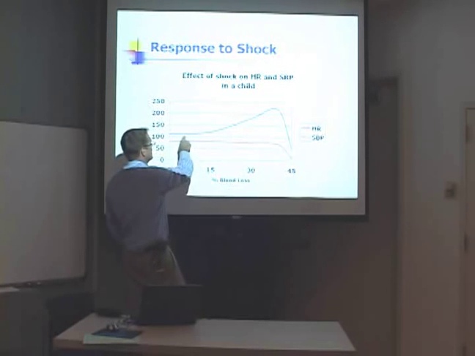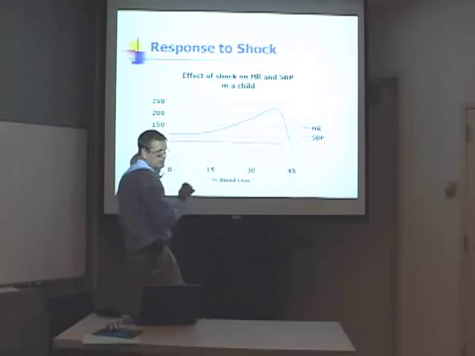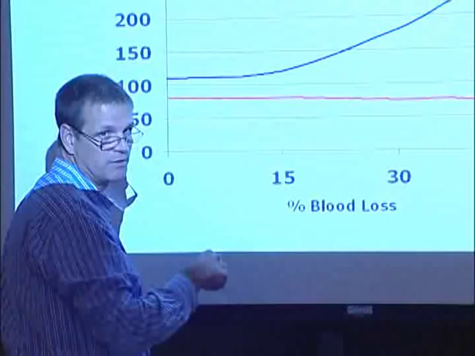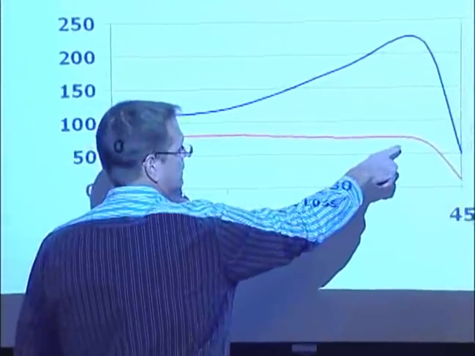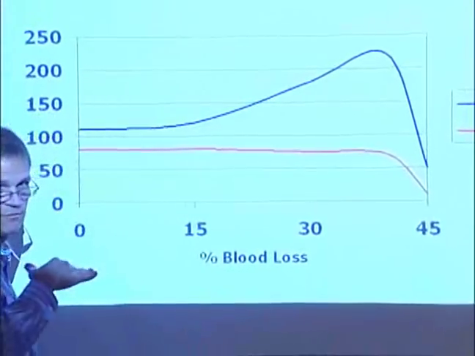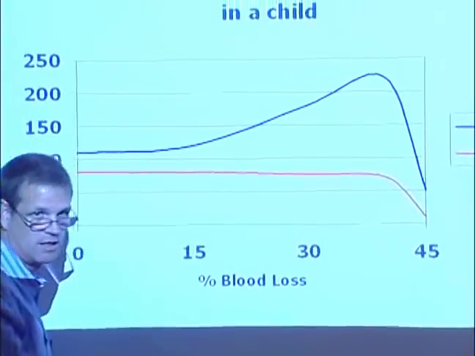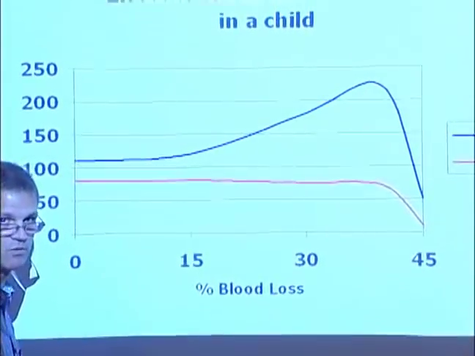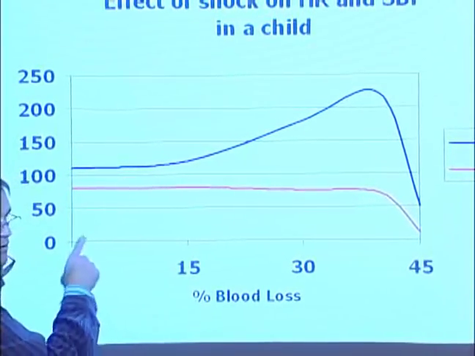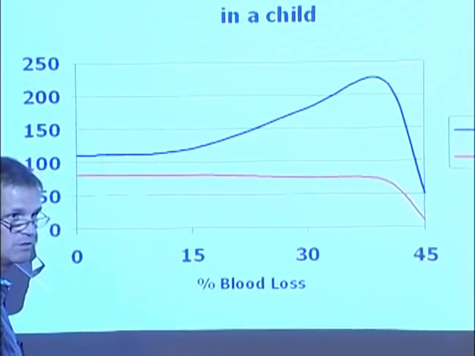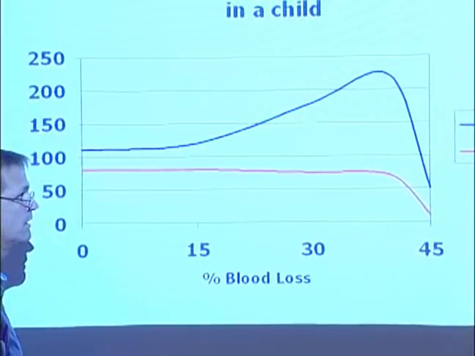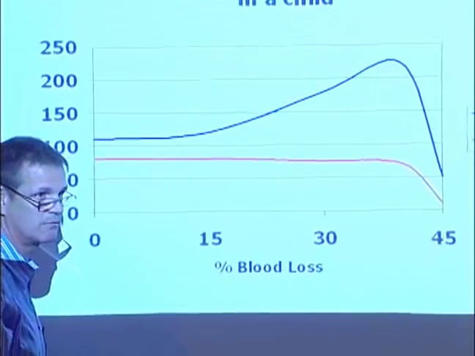But what happens in a child, they respond to this hypovolemia by increasing their heart rate. Okay, so their blood pressure is relatively maintained for a long period of time, but what happens is then they get severely tachycardic and all of a sudden they crash. So what you need to remember from this is that severe tachycardia potentially means impending cardiac collapse.